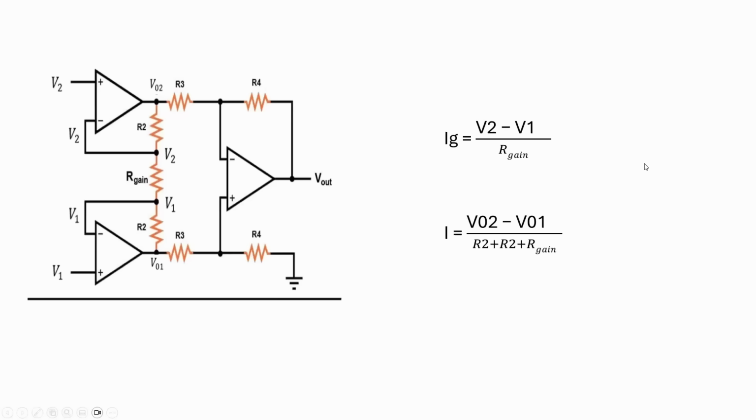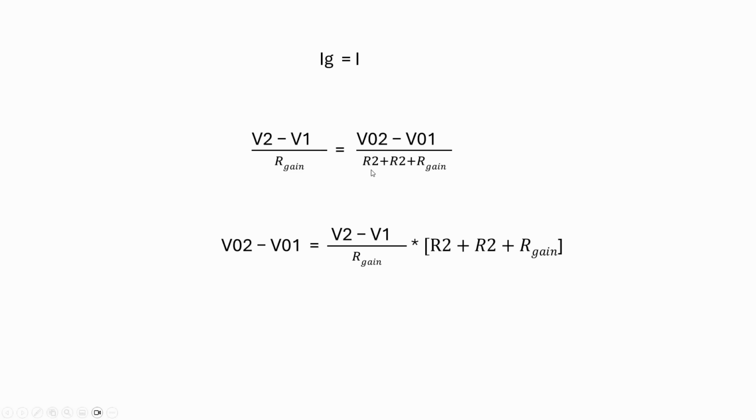So those two currents should be equal. Then these two parts, V2 minus V1 divided by R gain, equal VO2 minus VO1 divided by the sum of the resistance. Then we set those two terms equal. Then we can find VO2 minus VO1 in terms of resistance and input voltages of the two non-inverting op amps.